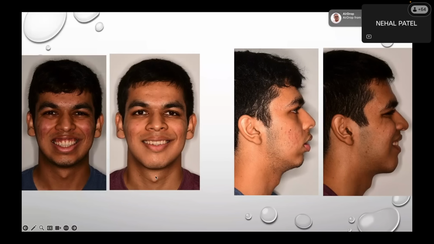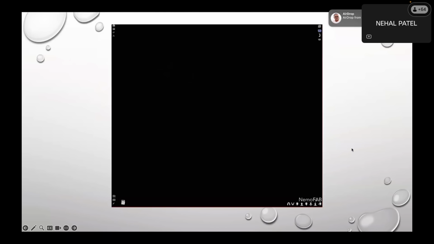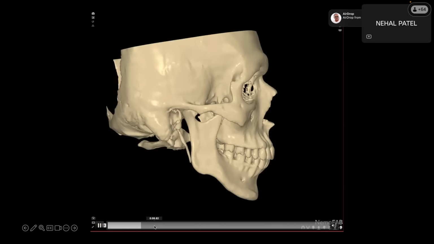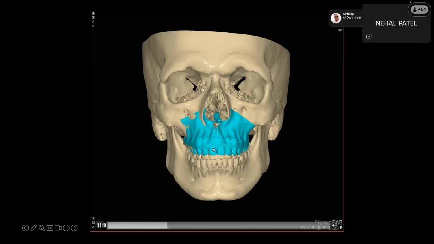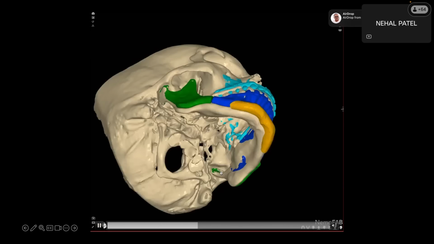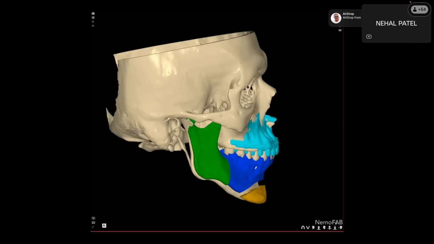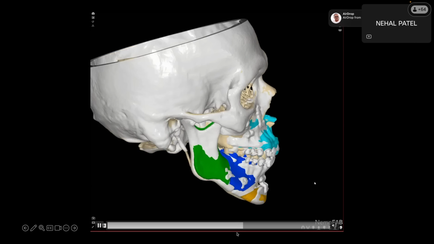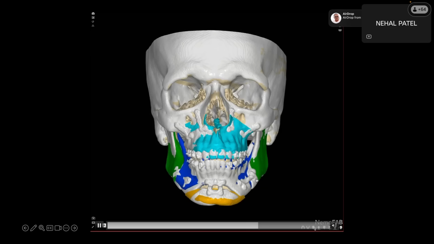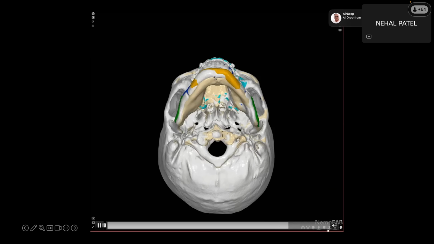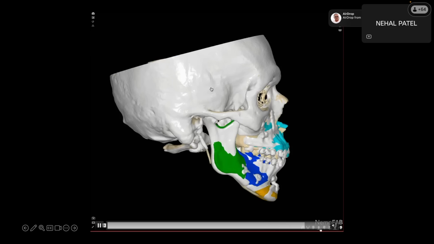What it does is it increases the gonial angle, and that's what we have planned. That's the impaction of the maxilla, and that's the advancement. This is what we have planned, 16 millimeters, that is 1.5 centimeters. And that's the actual post-op CT scan superimposition. You can see there, exactly what we planned, it was executed.